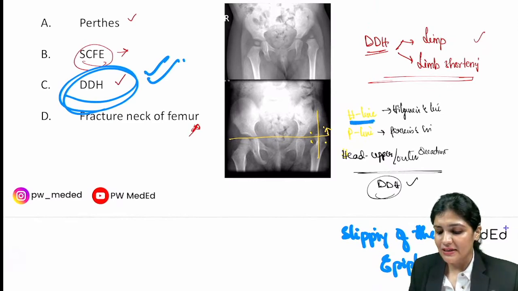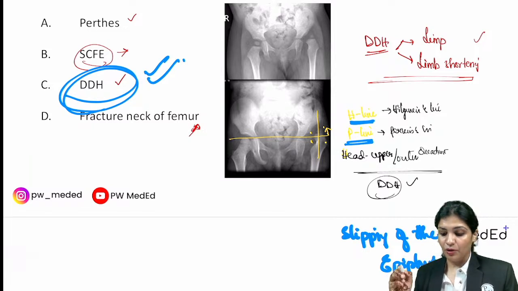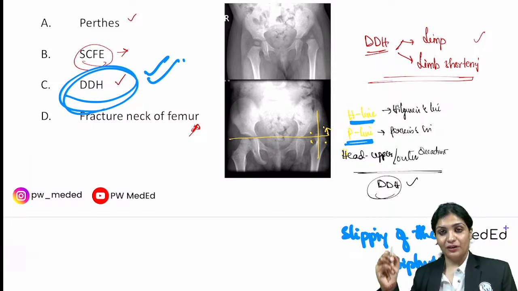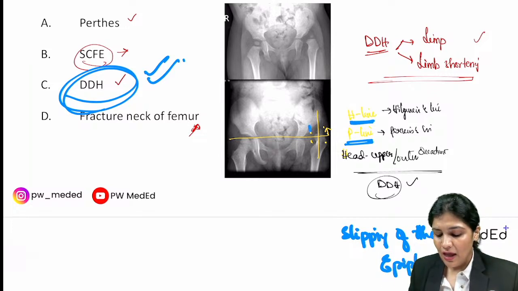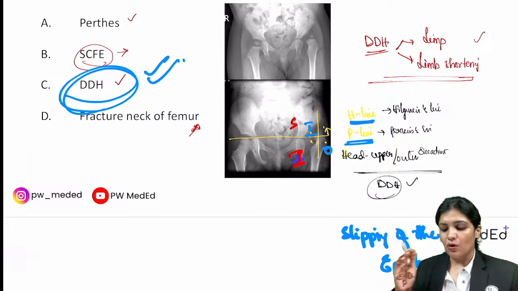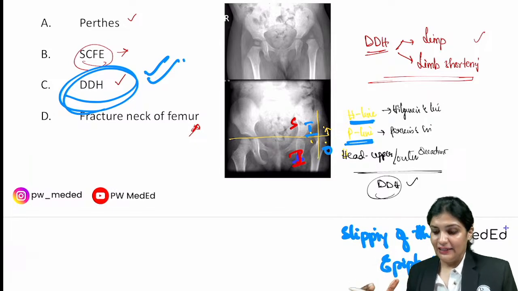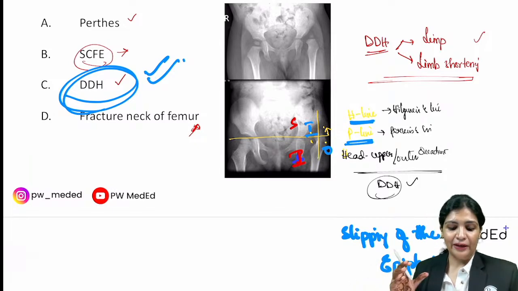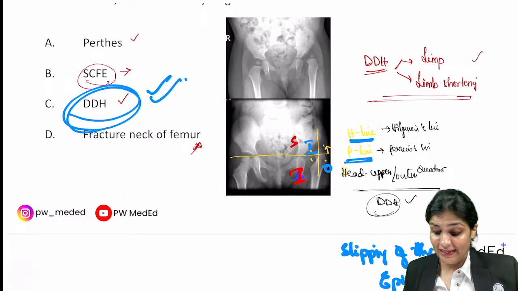You have to remember there is the H line and the P line: Hilgenreiner's along the triradiate cartilage, and the P line, that is Perkin's line, along the lateral border of the acetabulum. Now this becomes 4 quadrants, that is the inner quadrant and outer quadrant, then the superior and the inferior quadrant. So if you see the femoral head in the upper and outer quadrant, that is the indication for DDH, developmental dysplasia of the hip, right? So that is how you read the X-rays.